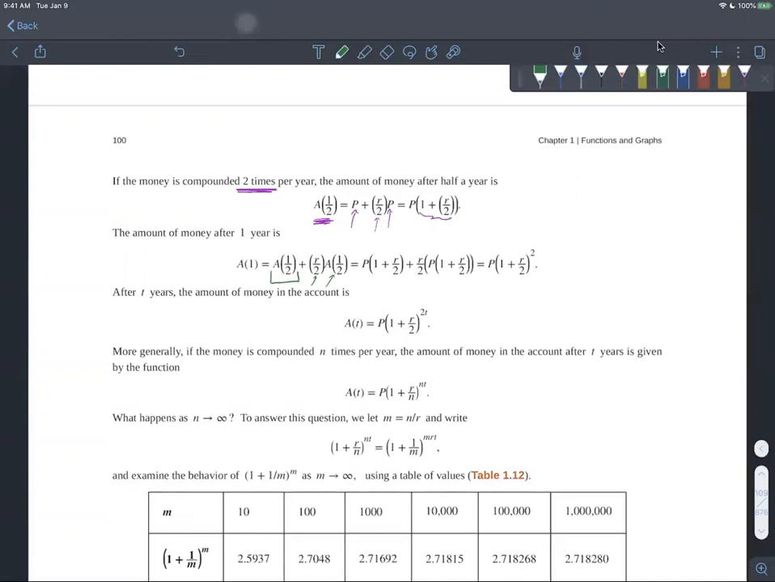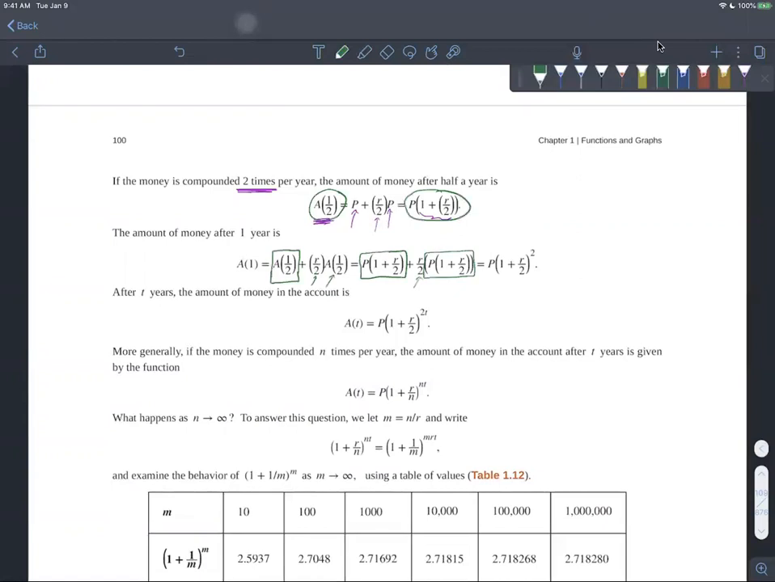Now, let's go ahead and do some substitution here. A of 1/2, that is from before, that is equal to P times 1 plus R over 2. So that's why that's there. And then we have R over 2 times A of 1/2. So R over 2 times the exact same thing as the first term there.